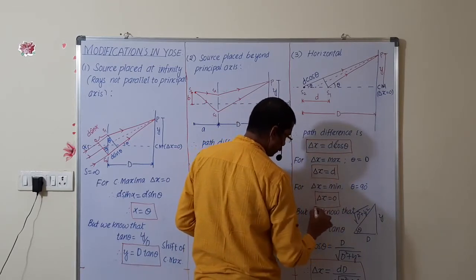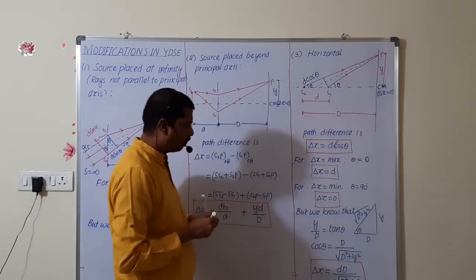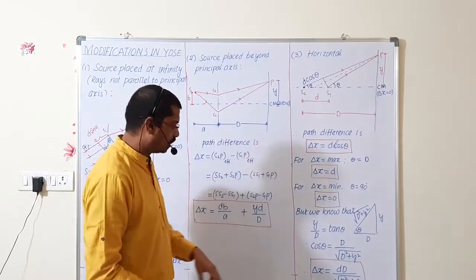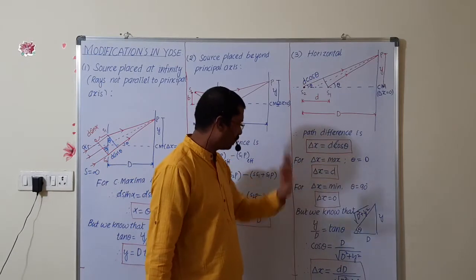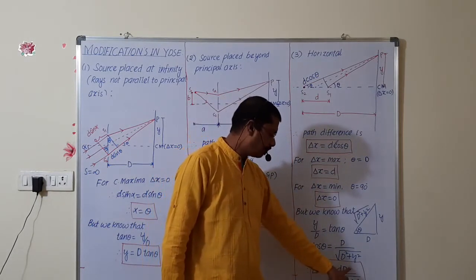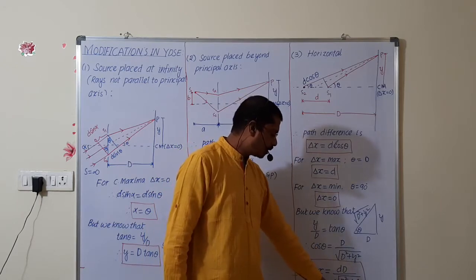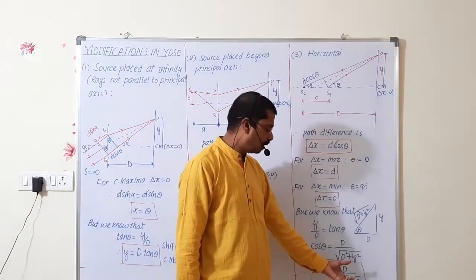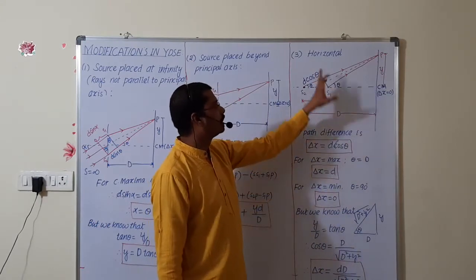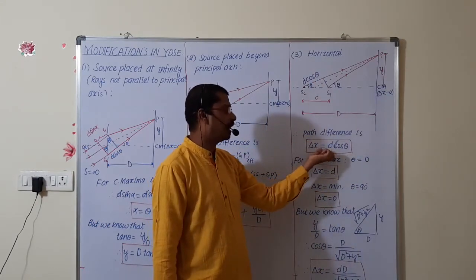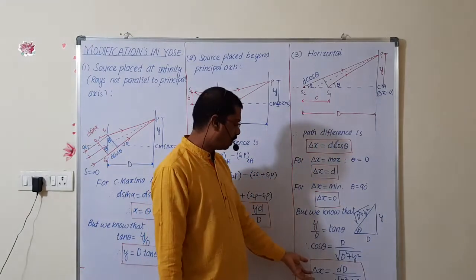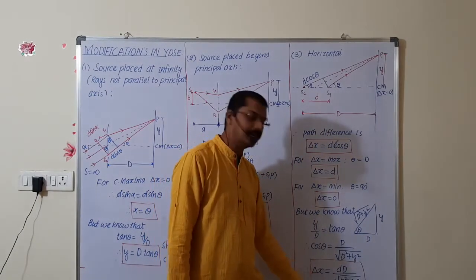The cos theta value is capital D upon under root D square plus y square. If you substitute this value in this equation, the path difference becomes small d into capital D upon under root capital D square plus small y square. Whenever the theta value is given, we find the path difference using this formula. In the absence of theta, we find the path difference by using this condition.